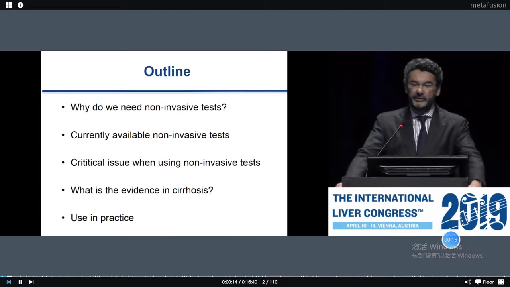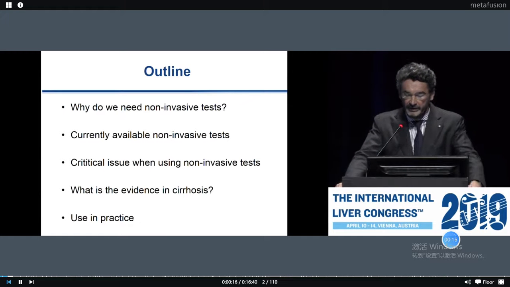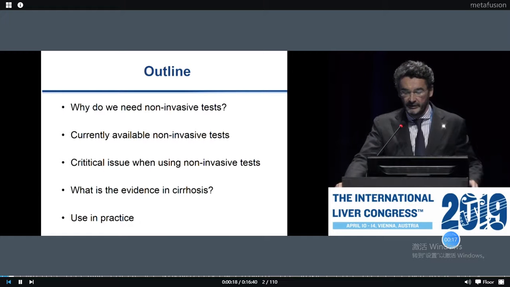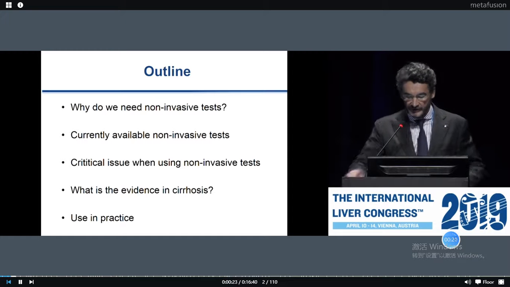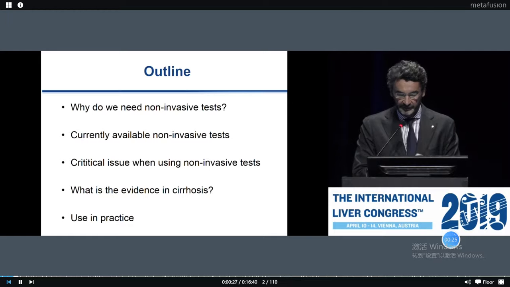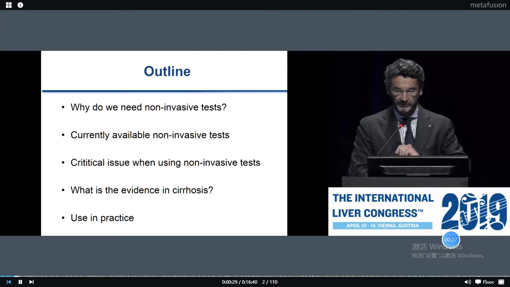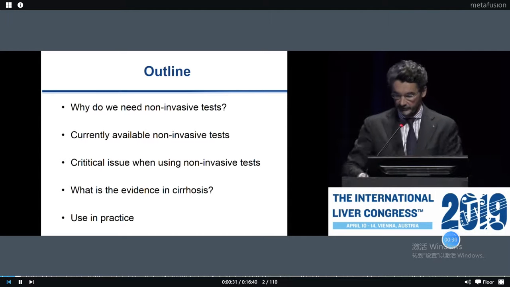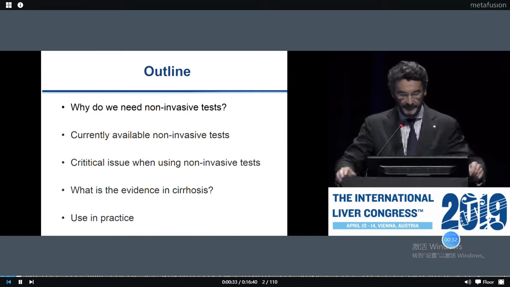So this is the outline I will be following. Why do we need non-invasive tests? What are the currently available non-invasive tests? Critical issues when using non-invasive tests, what is the evidence in cirrhosis, and how can we use them in practice back to the clinic next Monday.